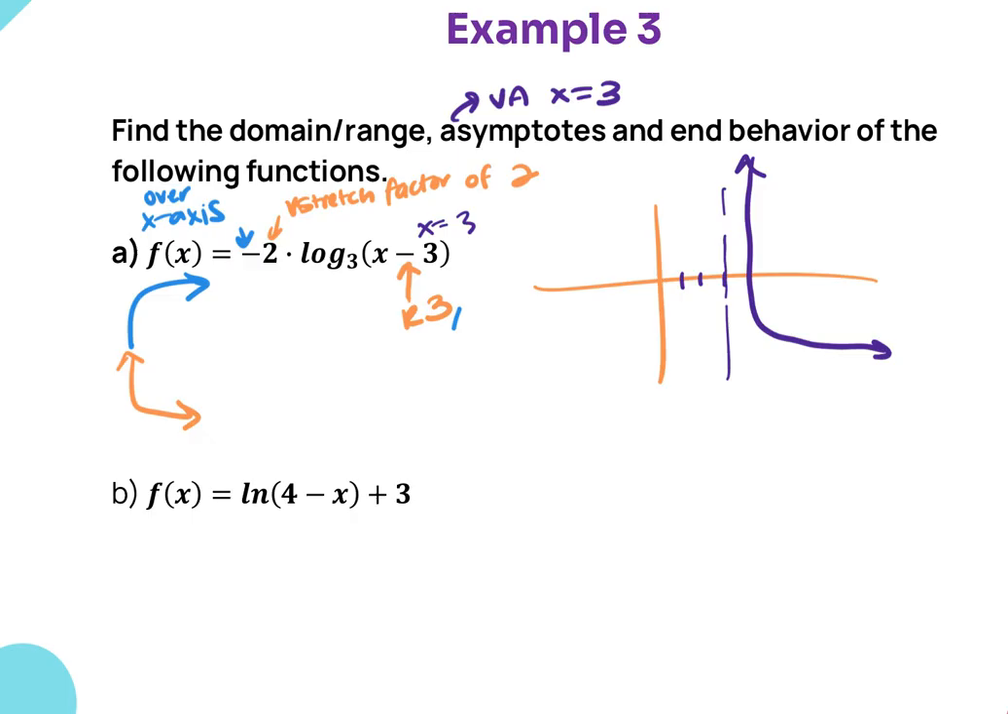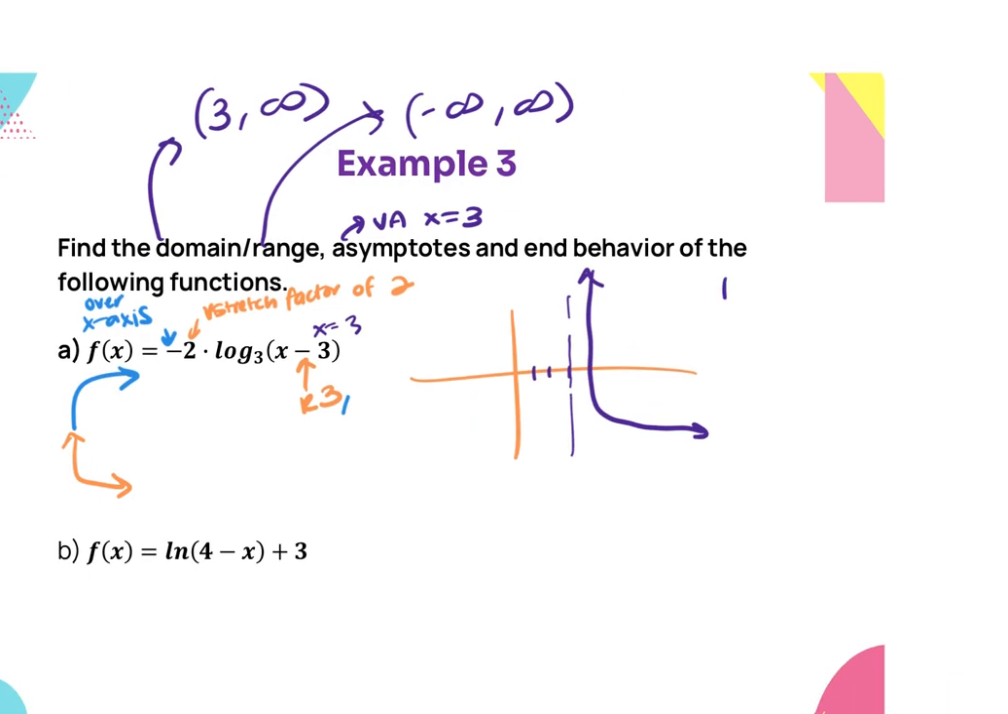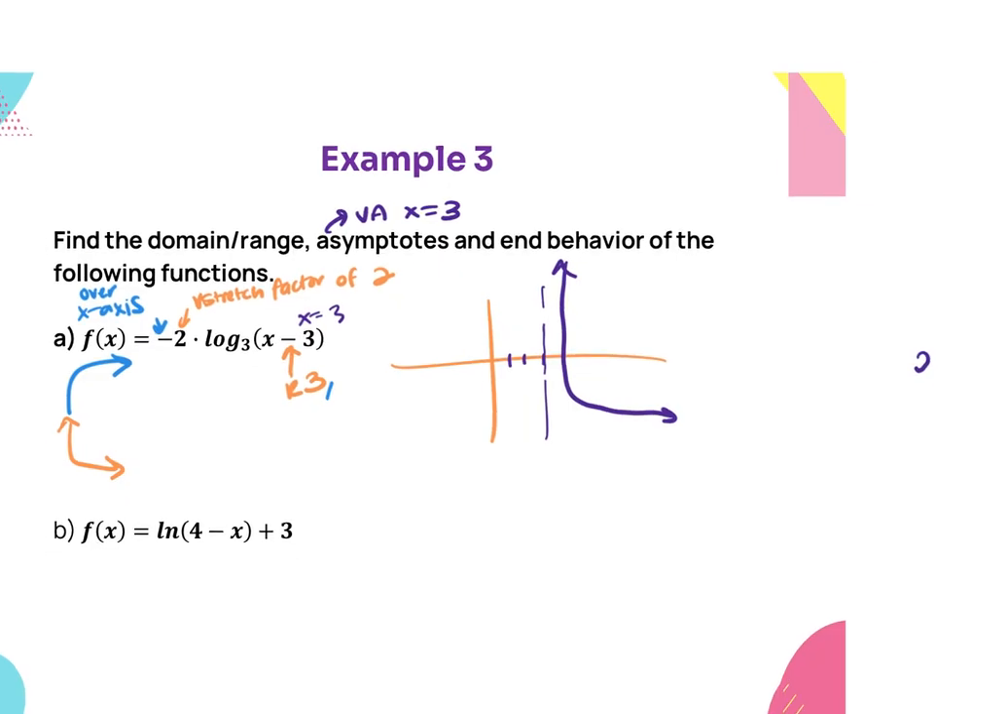What's the domain? From 3. Good. 3 to positive infinity. What's the range? Every log. All real numbers. We got the vertical asymptote. There's no horizontal asymptote. End behavior. So at the limit of the graph, as x is coming to 3 from the right, what's happening to your f of x values? Going to positive infinity. Limit as x goes to infinity, f of x is going negative infinity. So we can do all of that.